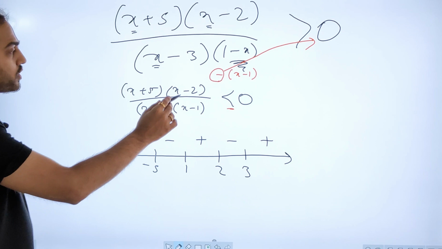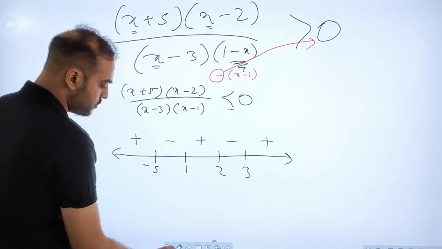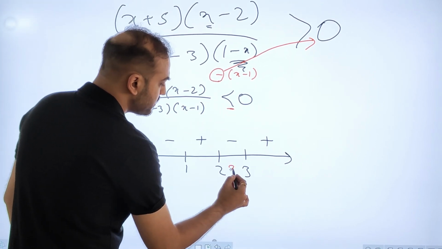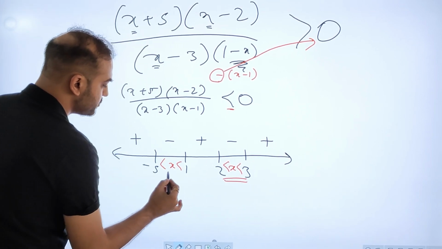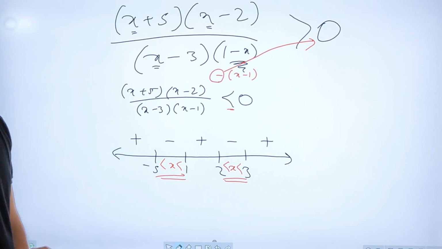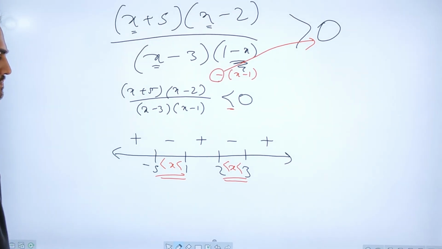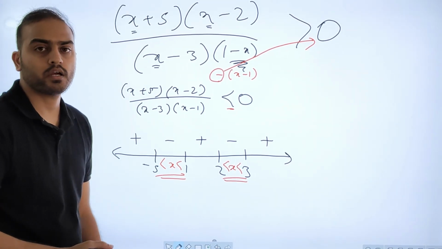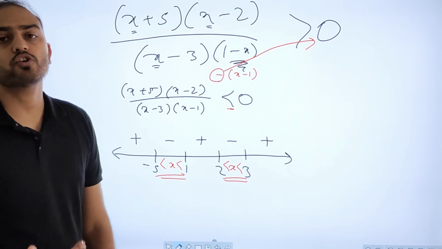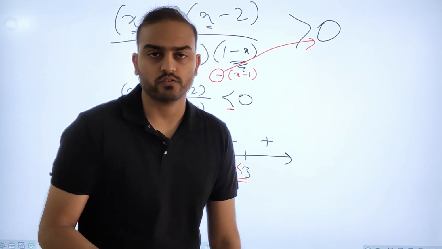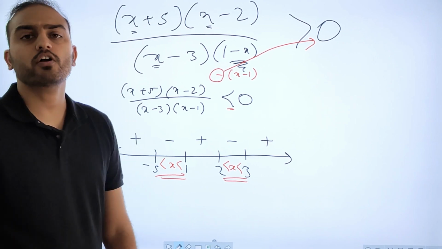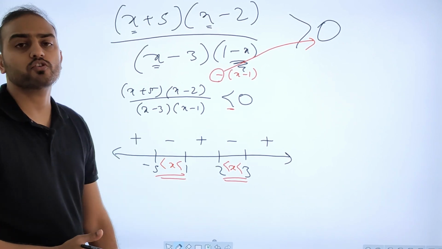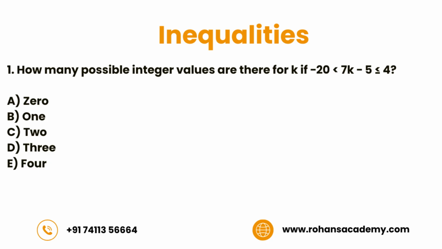Now, what do we want? What does the question want? Less than 0. Less than 0 means x lies in the negative region. So this is how you can solve higher order inequalities as well: quadratic, cubic, biquadratic, any sort of inequalities. This is how you can solve them easily.